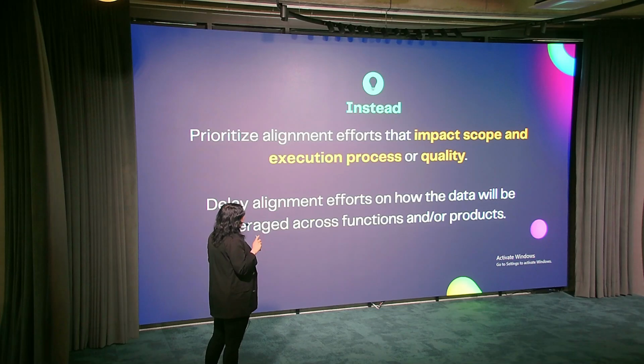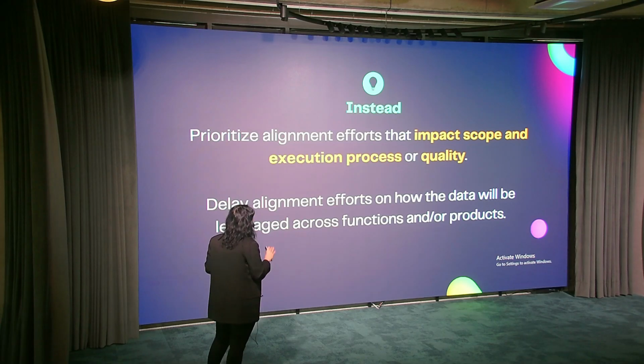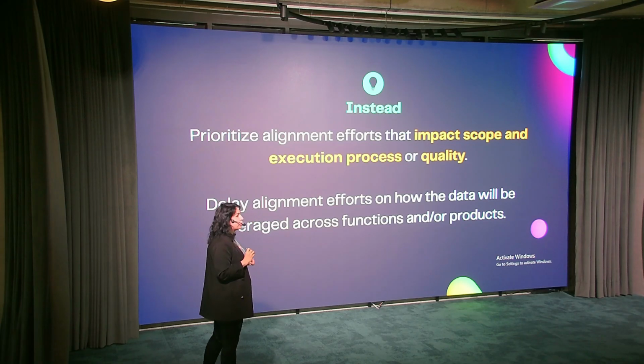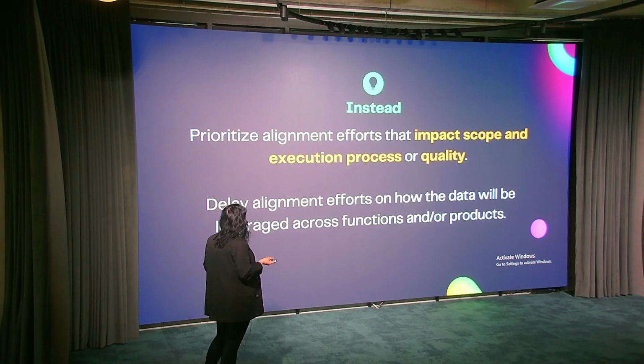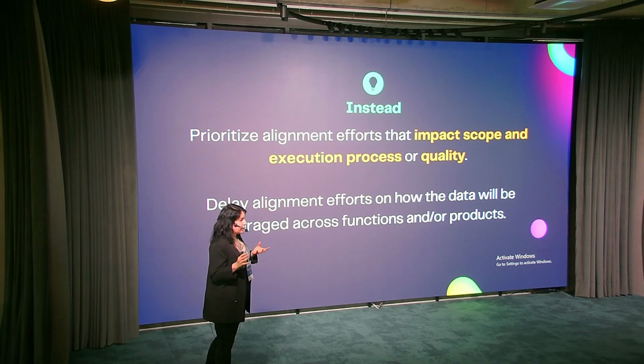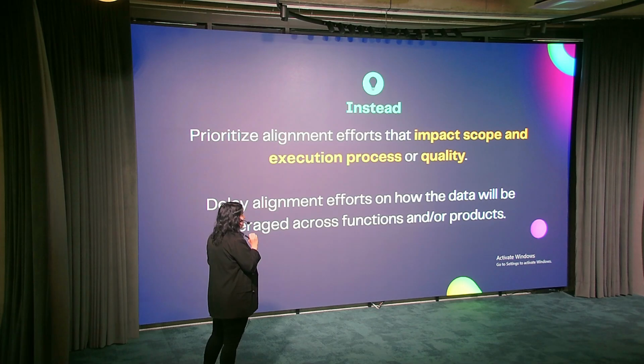What's really important for alignment, because alignment is important, and I'm not telling you to not collaborate and not align with your stakeholders, but especially when it comes to big efforts or efforts that will have relatively big impact: do not align on efforts that will not be implemented immediately, and do not prioritize alignment on how the data you gather will be leveraged. Because honestly, in product companies, that can take years.